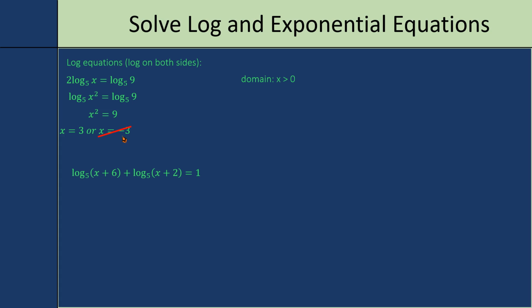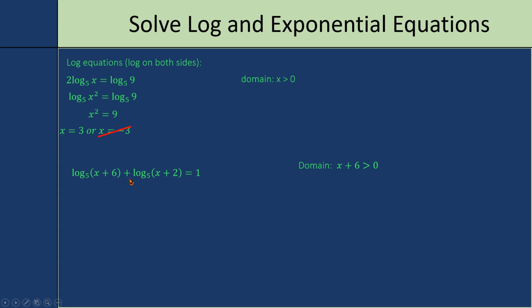Another example, I have log base 5 of x plus 6 plus log base 5 of x plus 2. Here I have two logs of the same base. I combine them. Another property of log here. This becomes log base 5. Oh, whoops. I'm going to do the domain first.